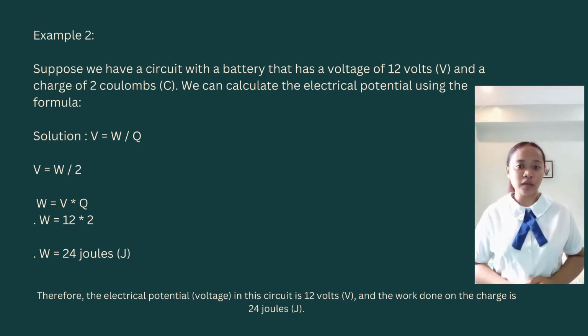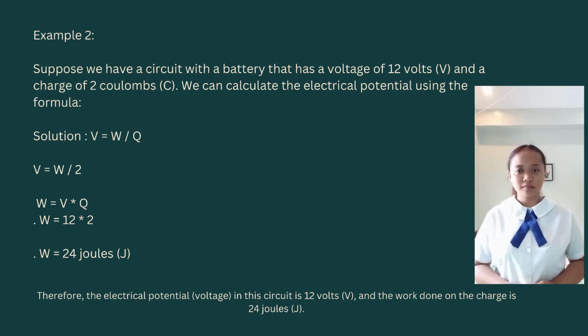To find the work done, we need to rearrange the formula and it will become work is equal to V times charge. Now, substituting the values of V and the charge. Therefore, the electric potential in the circuit is 12 volts and the work done on the charges is 24 joules. Please note that this is just an example to illustrate the formula. In practical situations, the calculation of electric potential may involve more complex circuits and considerations.